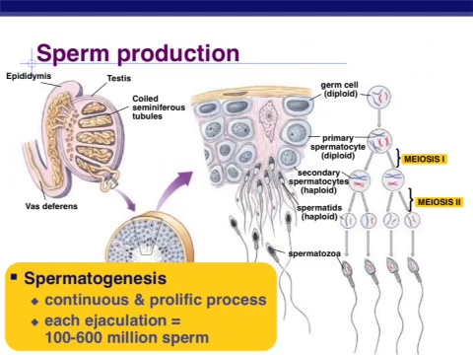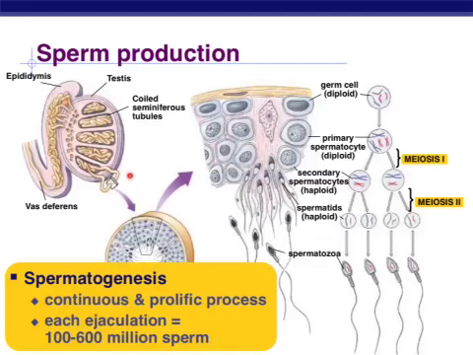So sperm cells are made through a process called spermatogenesis. It is continuous and prolific, which just means that it happens throughout the duration of the male's life. And they produce millions and millions of cells. That's just how it goes. They're really, really tiny. So real quick, let's look at some anatomy.